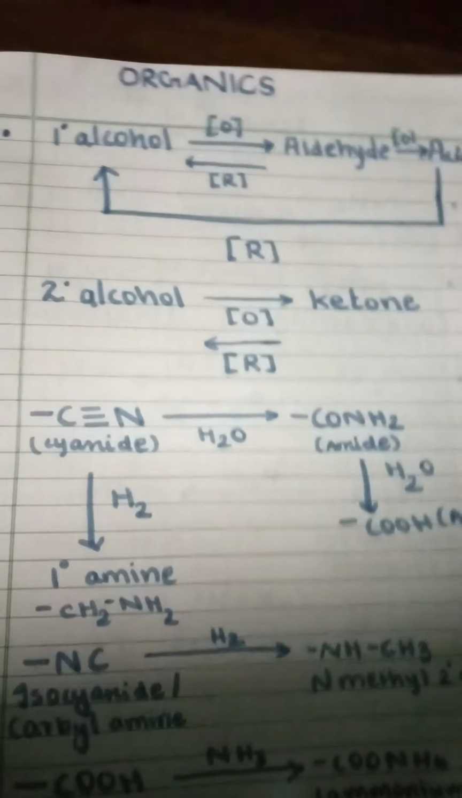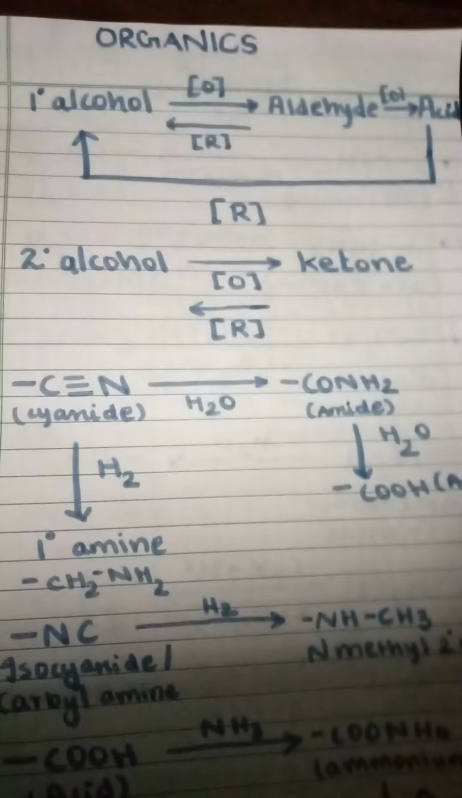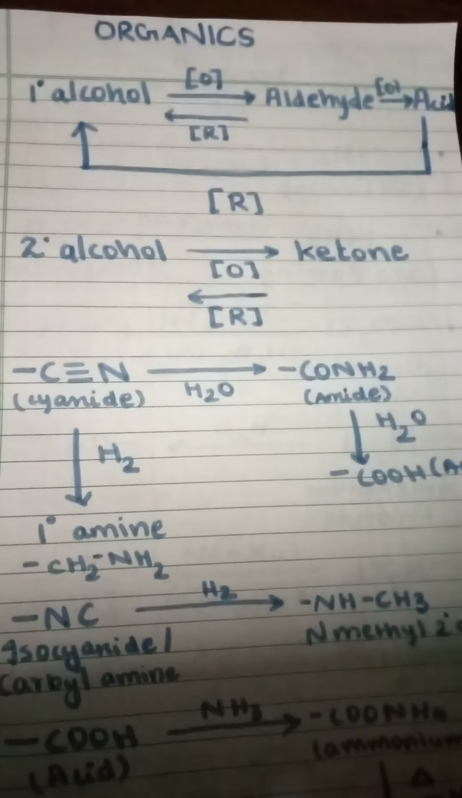Next comes secondary alcohol. So secondary alcohol on oxidation will give ketone, and ketone on reduction will give secondary alcohol. Simple. I haven't written tertiary here because tertiary is one of the least oxidizing or reducing substances.